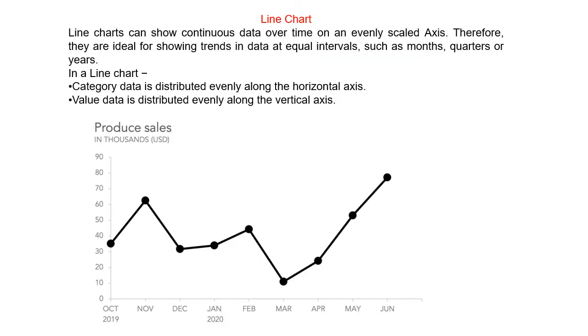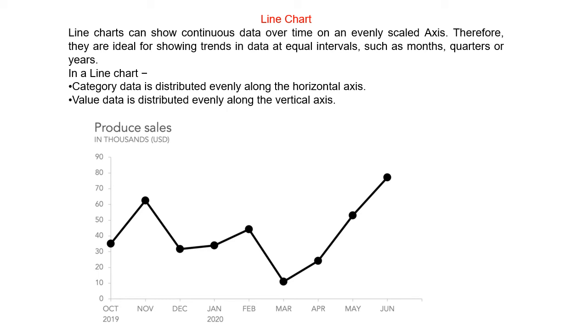Next is line chart. Students, this is an example of a line chart. A line chart is effective in displaying trends over a period of time. This is an example of a line chart. In a line chart, category data is distributed evenly along the horizontal axis. Value data is distributed evenly along the vertical axis.